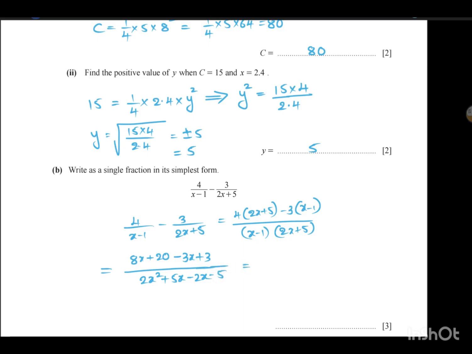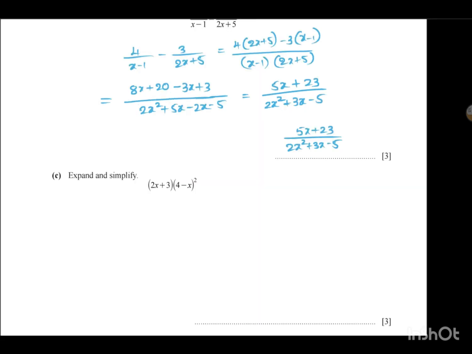Add the like terms. 8x minus 3x is 5x in the numerator, plus 20 plus 3 is 23 by 2x square. It's only one term of x square. 5x and 2x, so 5 minus 2 is plus 3x and minus 5. So this is the answer. 5x plus 23 by 2x square plus 3x minus 5.